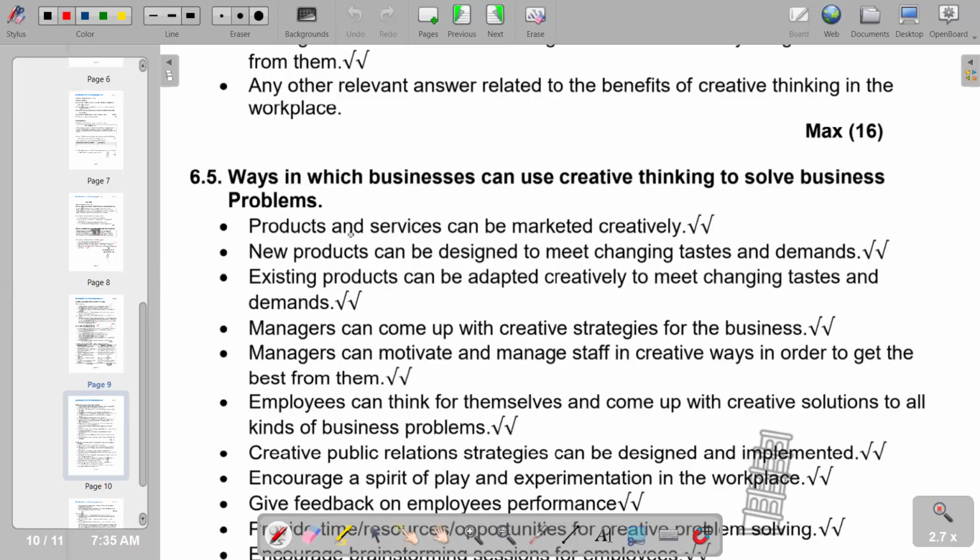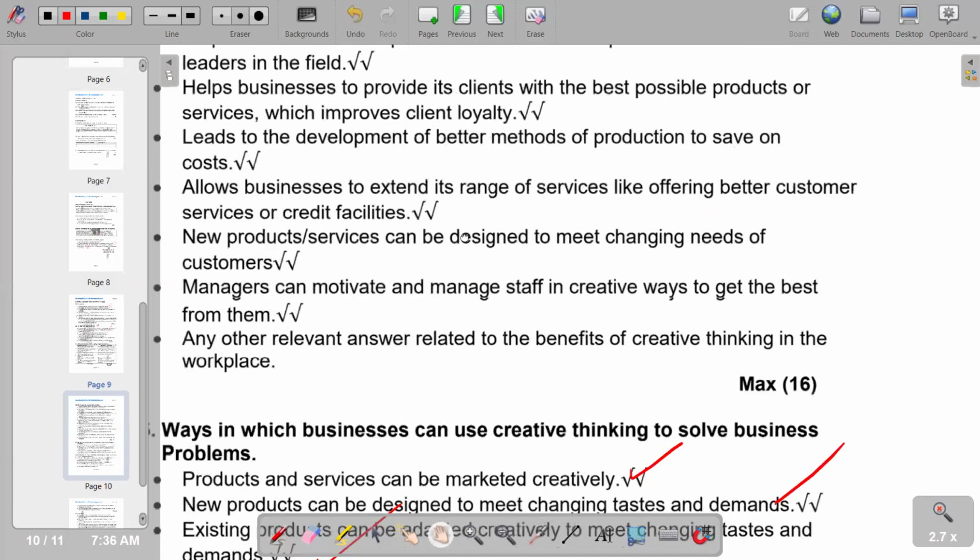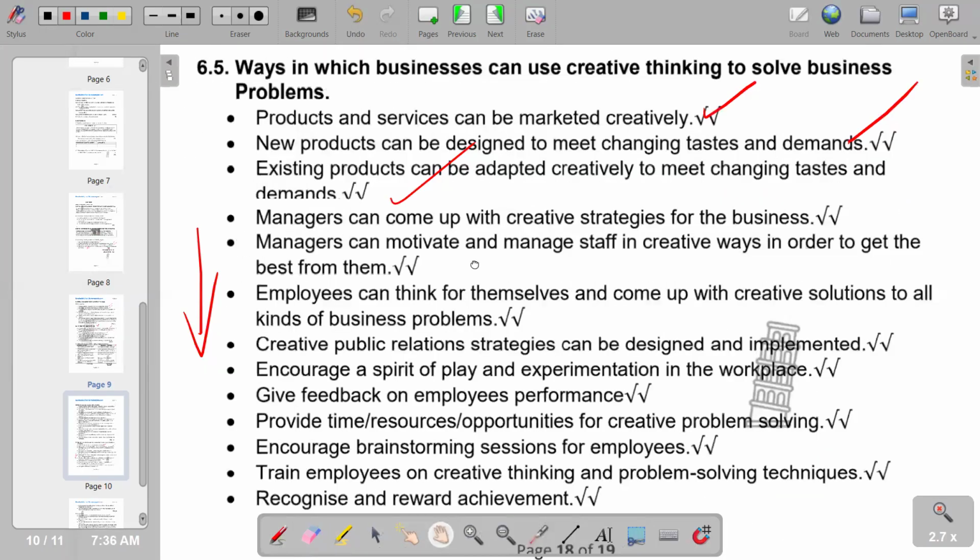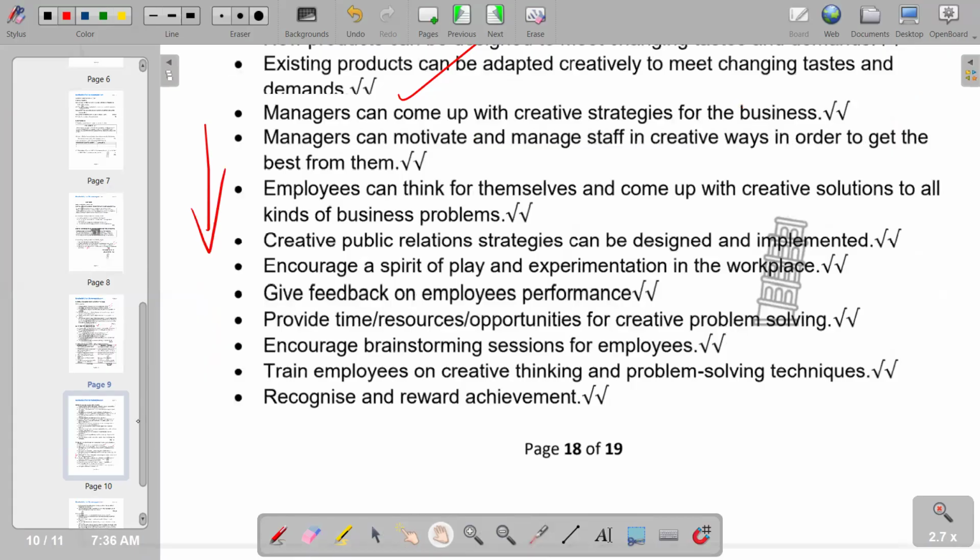Products and services can be marketed creatively when we implement creative thinking, and new products can be designed to meet changing tastes and demands. Existing products can also be adapted creatively to meet changing tastes and demands. Basically, we have further points in terms of ways in which businesses can use creative thinking to solve business problems that are also correct. So we have a rundown of those points.